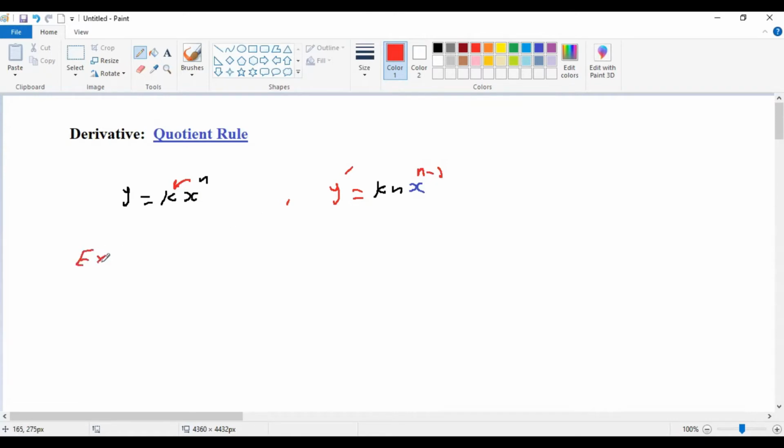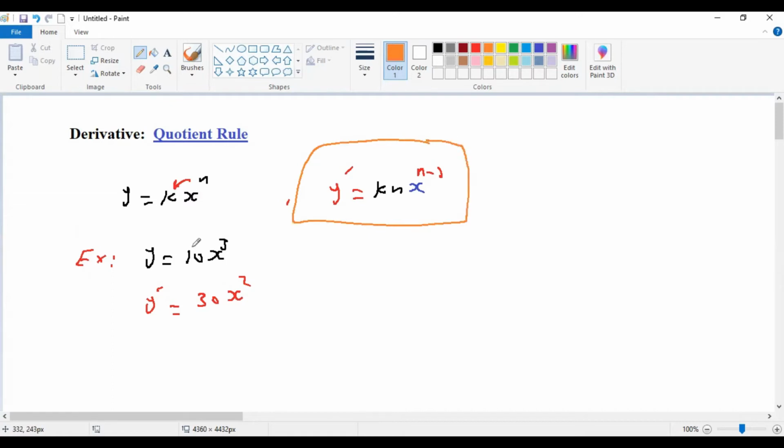Example. Again, to remind you, how to find the derivative if we have y equal to 10x cubed. Now what is y prime or dy/dx? The y prime equals 3 times 10, which is 30, and 3 minus 1 is 2, so 30x squared. See the rule? n times k: k is 10 and 3 times 10 is 30. Then the power minus 1: 3 minus 1 is 2. So this is the derivative.